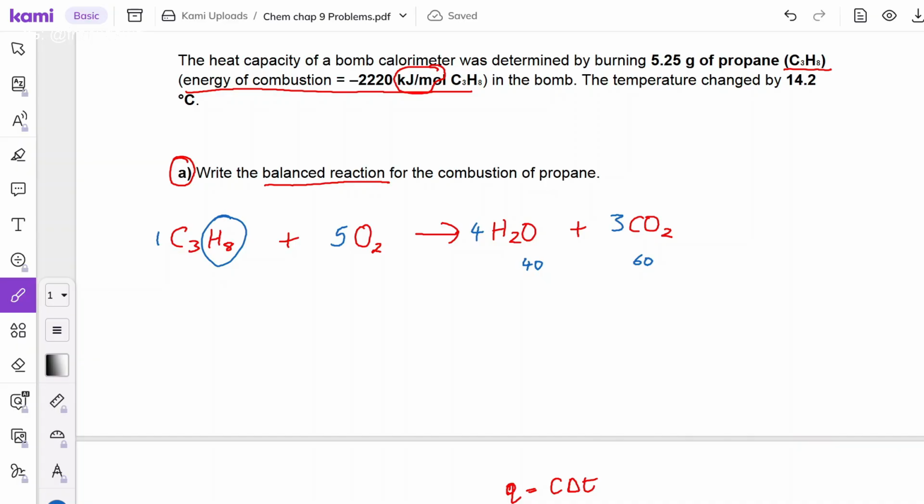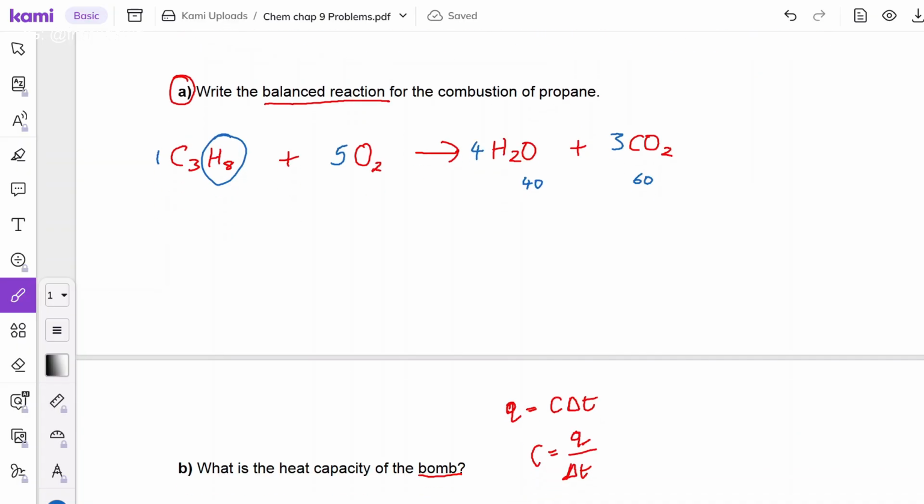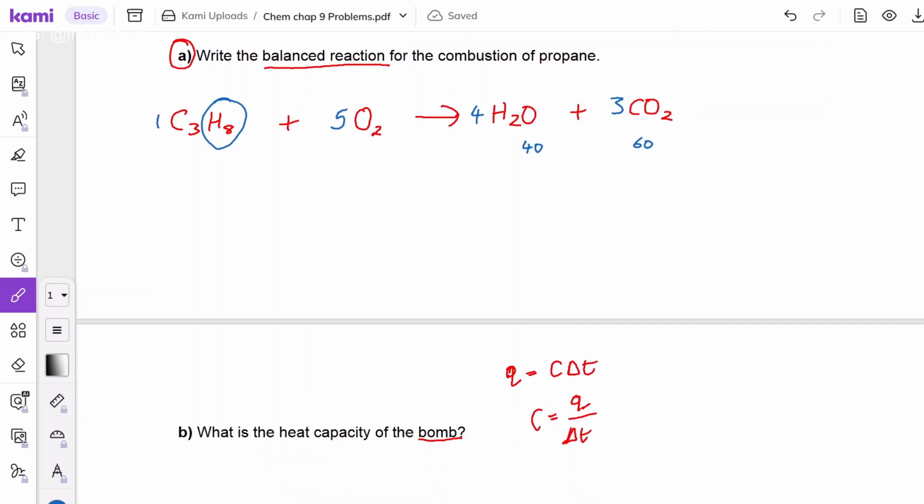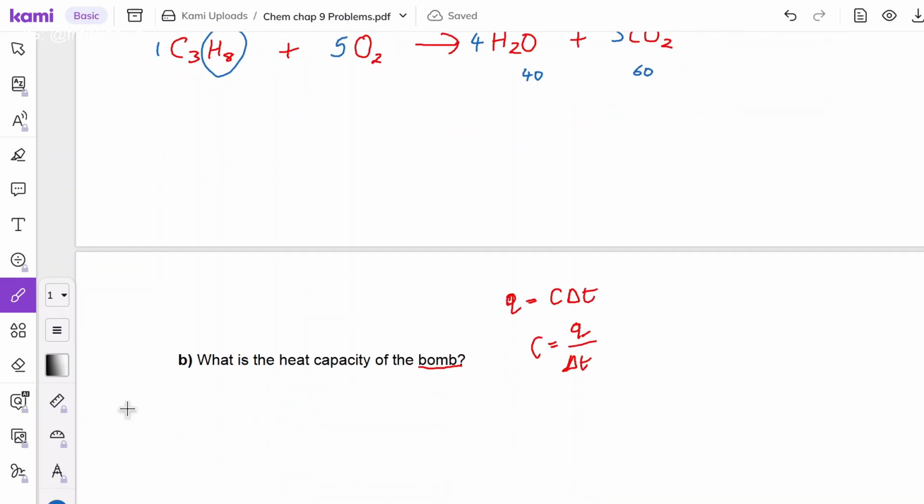So how we find the energy from the energy they give us: we are given negative 2,220 kilojoules per mole, and we're trying to put it in kilojoules. So what we have to do is multiply it by the moles.